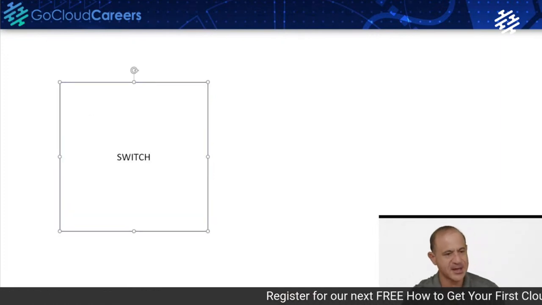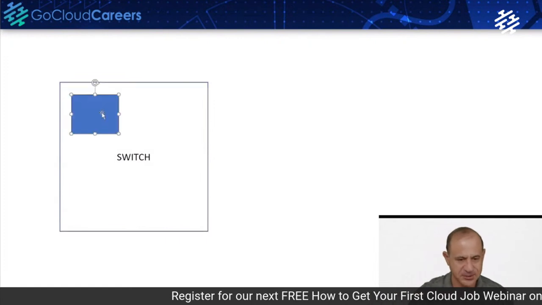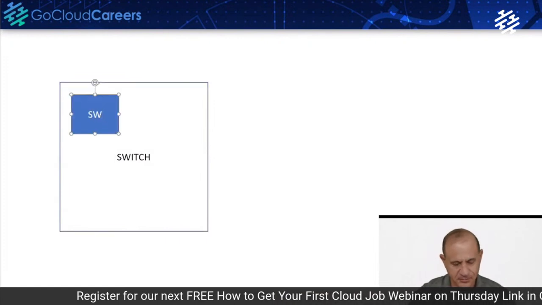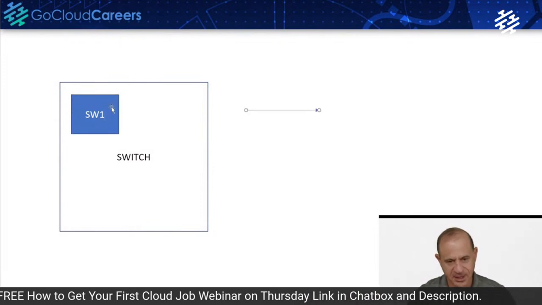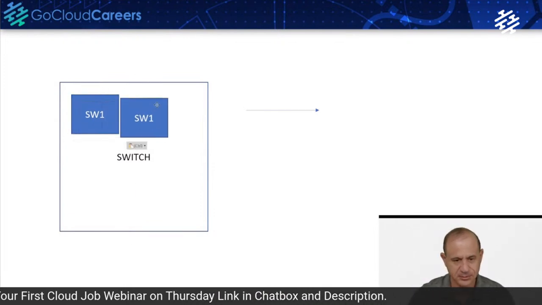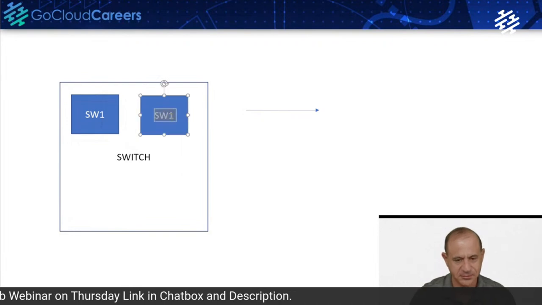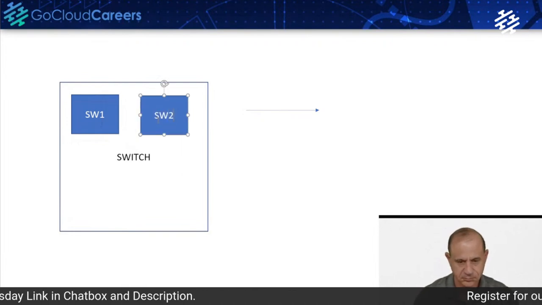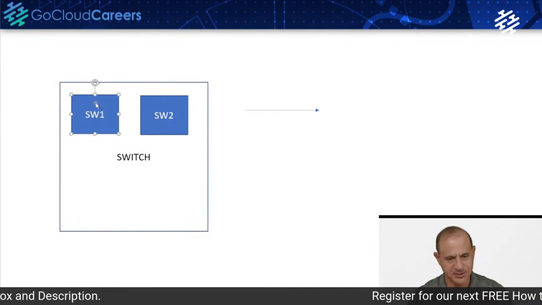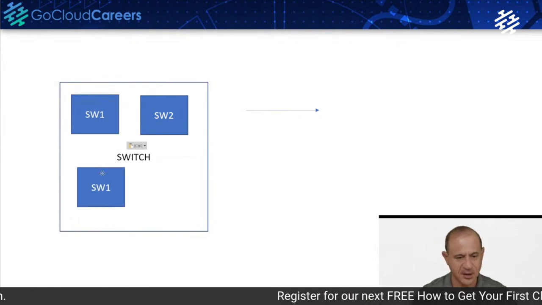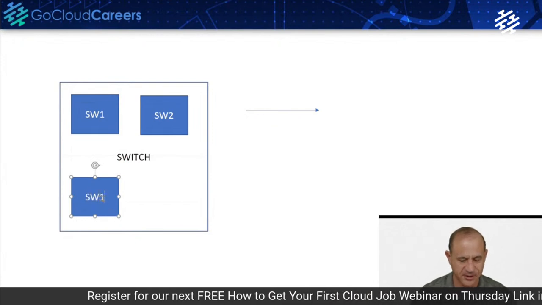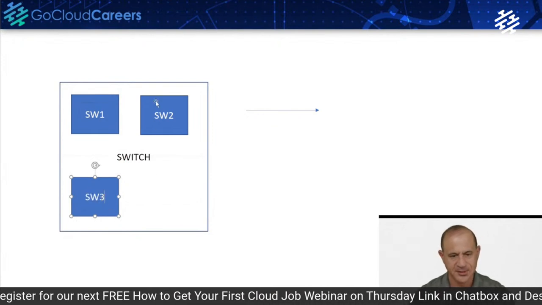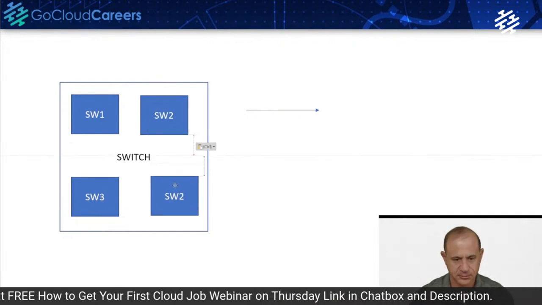Now, a VLAN is just this. Chop this switch, we'll make this mini switch one. And let's do this, we're going to make mini switch two inside of the switch. Now we're going to make mini switch three, and then we're going to talk about what these things are, but I just wanted to walk you through a high-level architectural overview first. And then let's say we've got switch four.